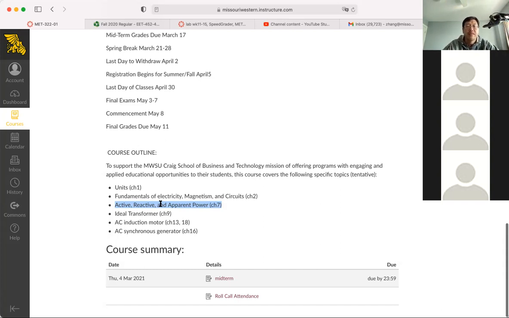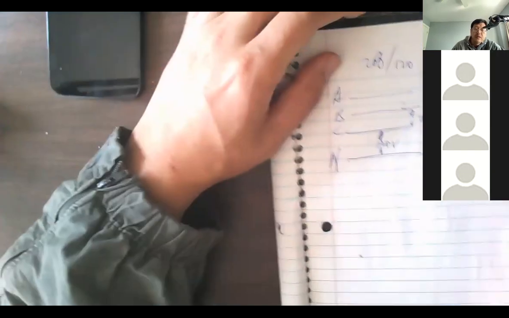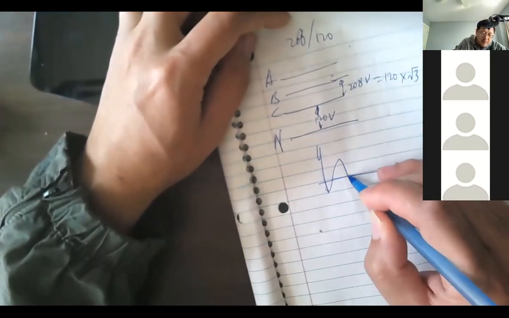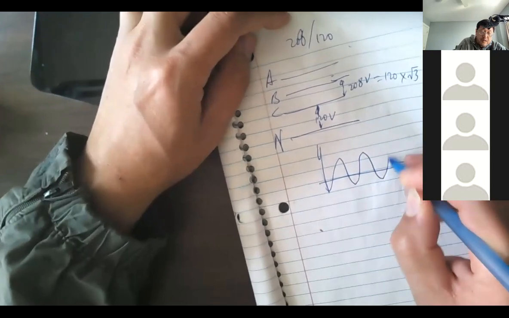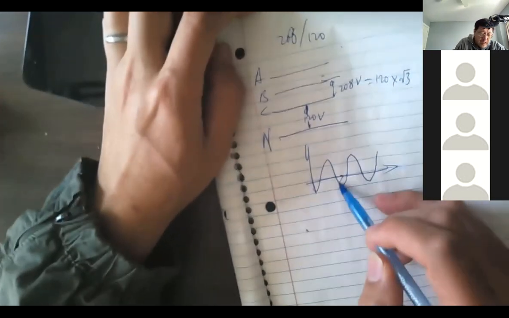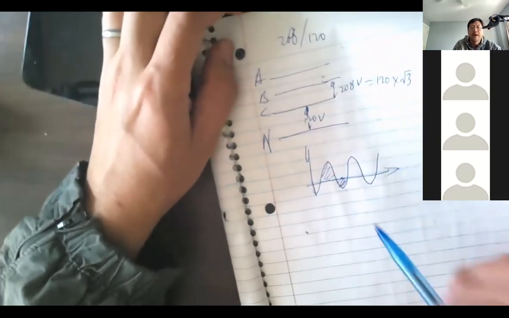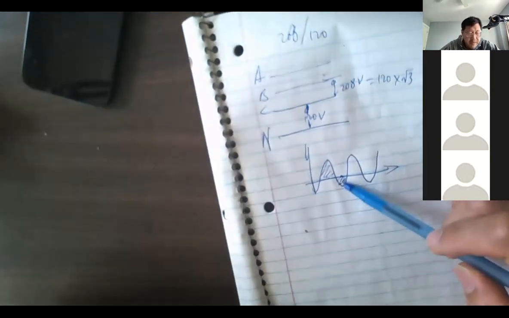But the majority of appliances are not 50-50. Instead, the power looks like this. You have more positive than negative, so the difference will be the power consumption. So you have a negative power.